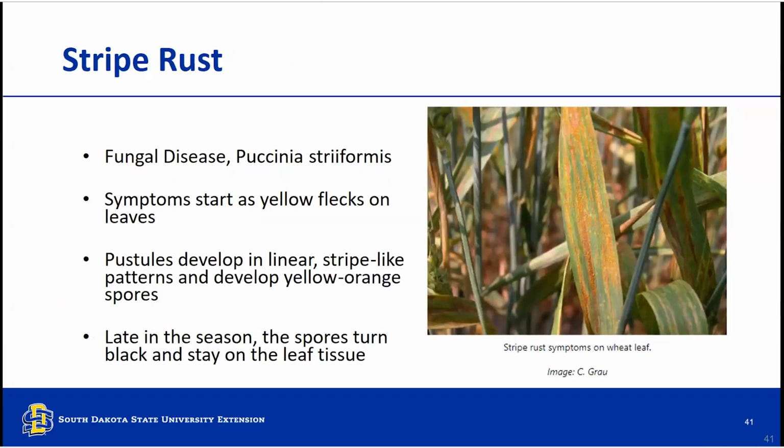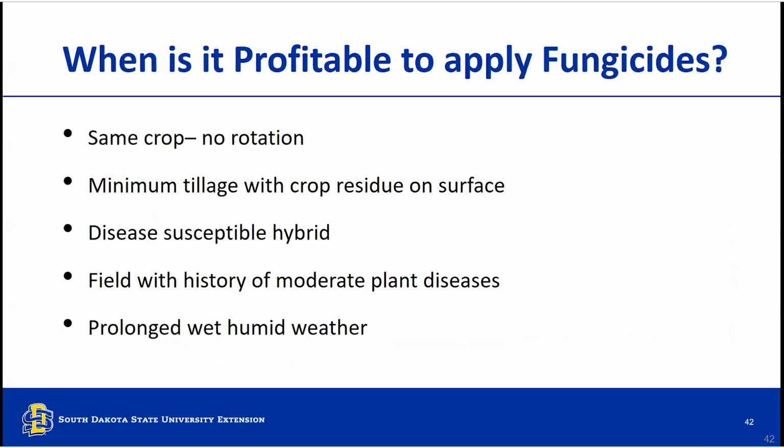For stripe rust, this is the one disease where we say if you're seeing it early, you're a wheat grower, you would want to look at budgeting in and applying a fungicide to control that. It's just like its name says, stripe rust. You'll see those lesions in a stripe. They're kind of a yellow-orange color. So it can be quite yield limiting there.